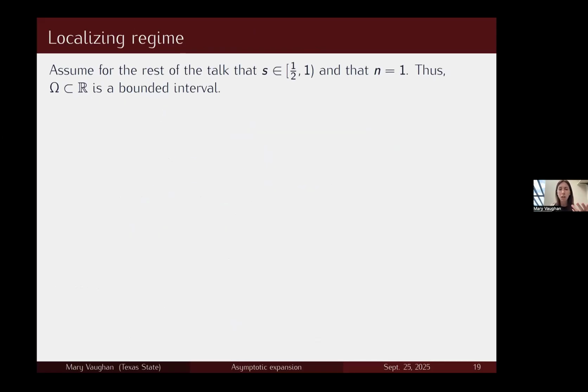Now, for the rest of the talk, I want to focus on the localizing regime, or the genuinely localizing regime, to be consistent with my terminology. So now we'll consider the case that S is bigger than or equal to a half. And we had to restrict ourselves to 1 dimension. I can talk about that later, but for the rest of the talk, we're in 1 dimension. S is bigger than a half, so our domain is a bounded interval.